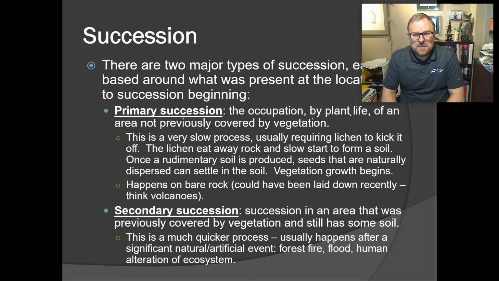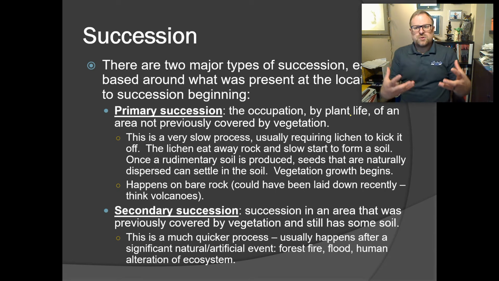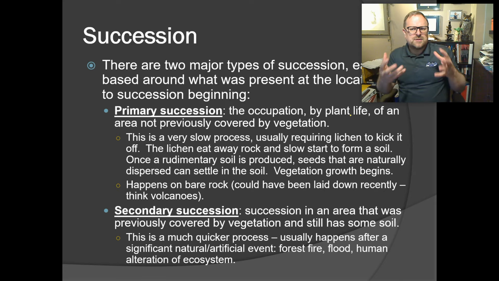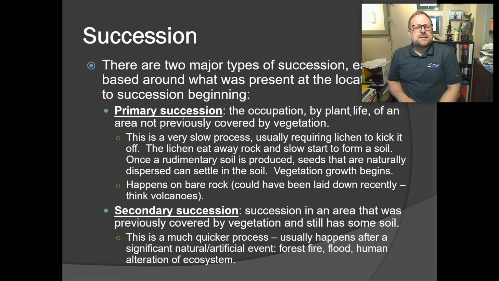This means that it is a very slow process, usually requiring some sort of lichen to kick it off. Lichen is a symbiotic, mutualistic relationship between algae and fungus, where they basically eat away at the rock and convert the rock gradually into the nutrients that they need to survive. When those lichen die, they can start to create a very rudimentary soil from the rock that they've broken down and from the dying and decaying lichen.